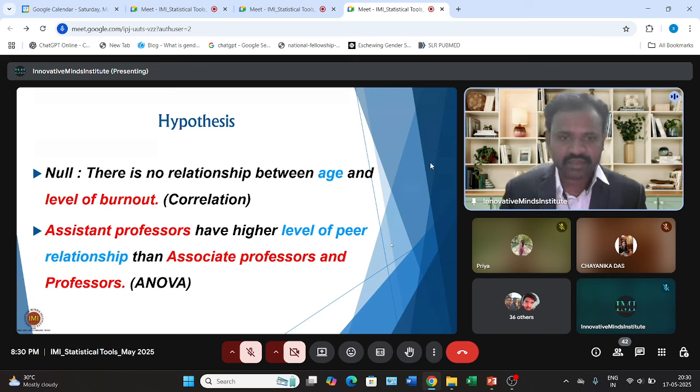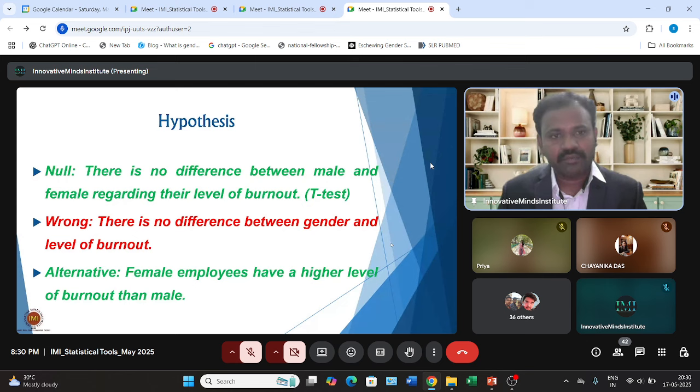How to frame a hypothesis? I will give you a little more examples once you go ahead with the other slides. Okay. Yes, this is another hypothesis: there is no difference between male and female regarding their level of burnout. Some people write there is no difference between gender and level of burnout. It's wrong. You should not.